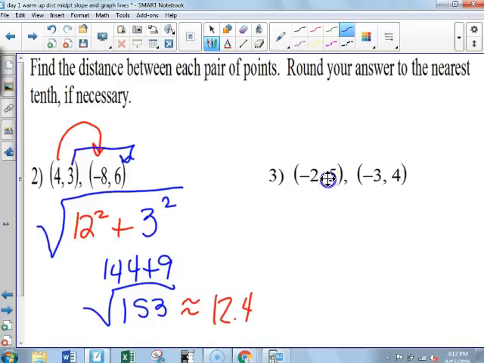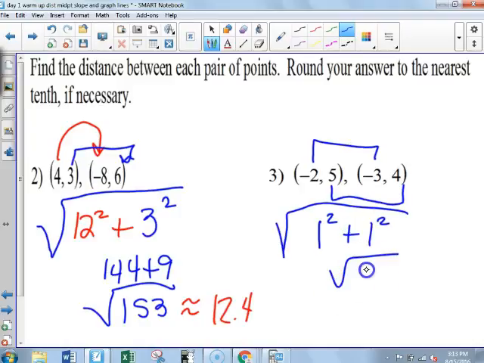All right. What about this one? -2 to -3 is only 1 unit away, right? Picture a number line. Does that make sense? I always have to think about the number line. 5 to 4, 1 unit apart. So this is the square root of 2, 1.4 maybe? Approximately?